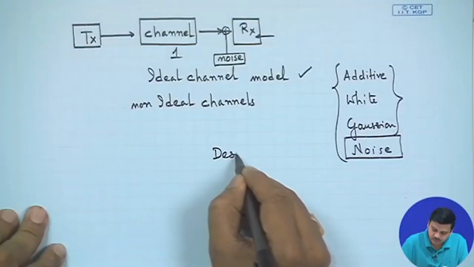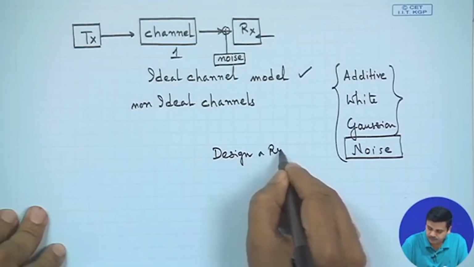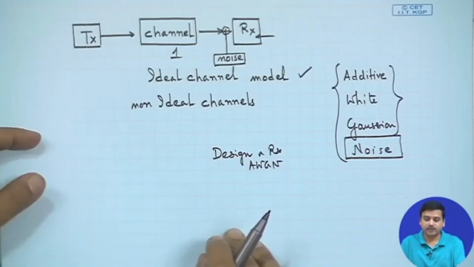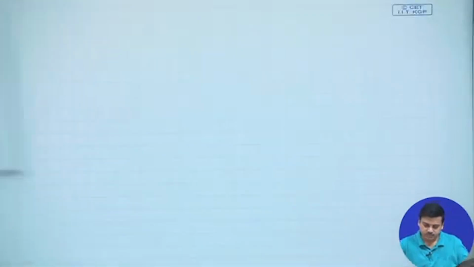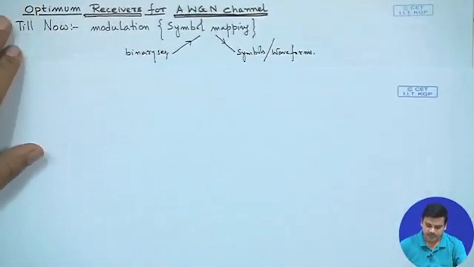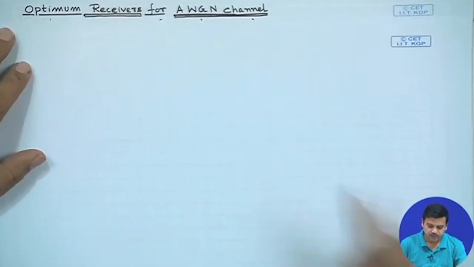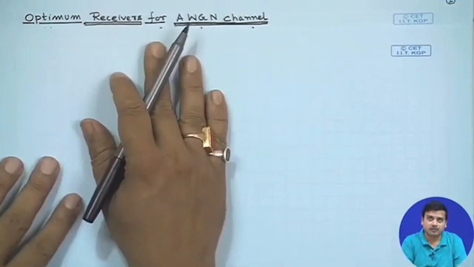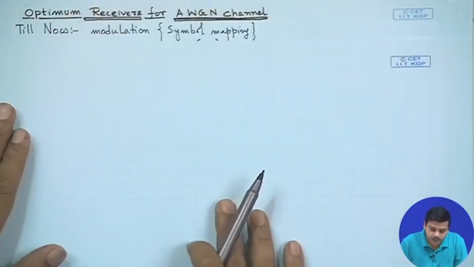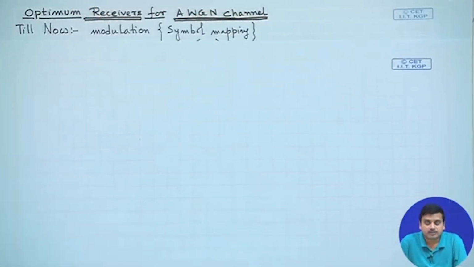So, we would like to design a receiver for AWGN channel. That is our objective. So, with this we would consider our objective as designing an optimum receiver for AWGN channel. Till now we have considered modulation. Typically the receiver would mean that you have to demodulate. So, we will start looking into the details of it.